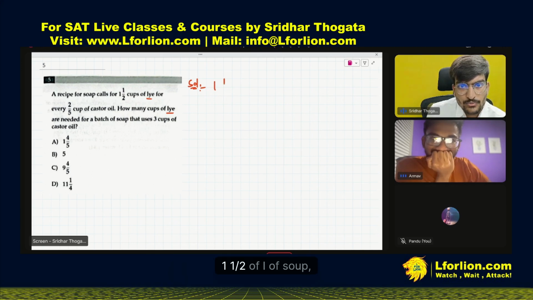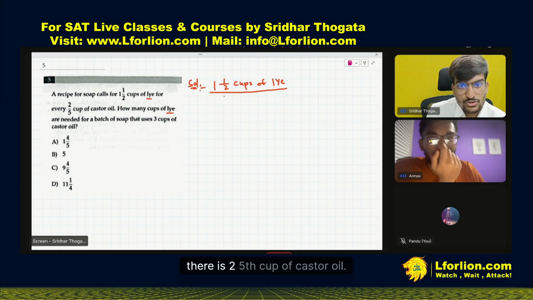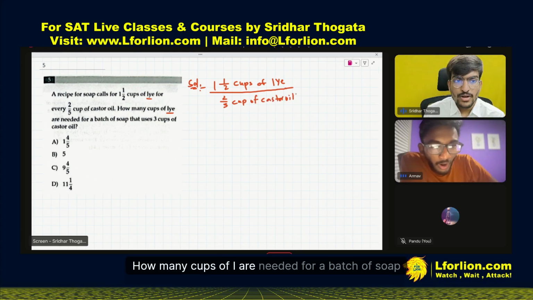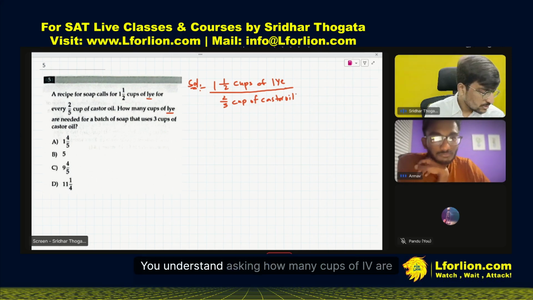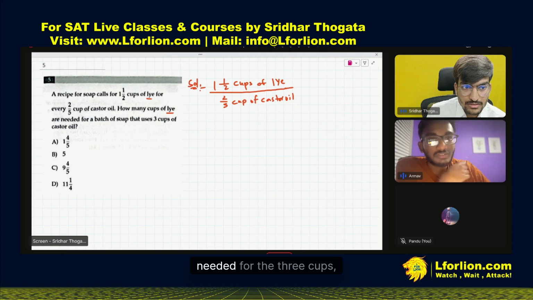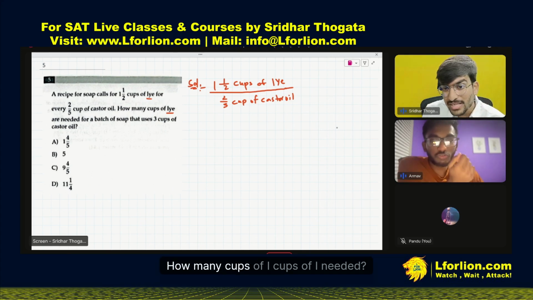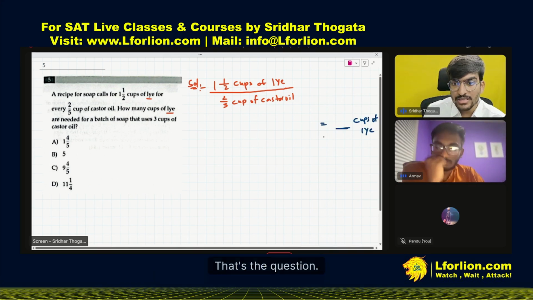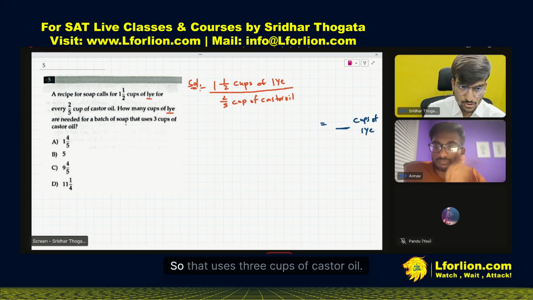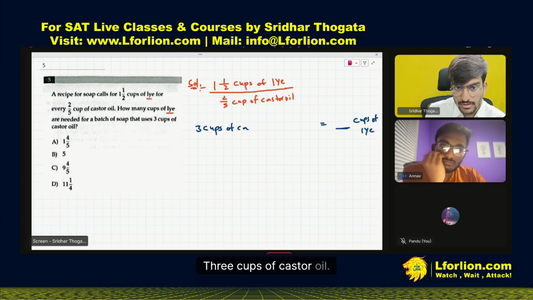Here, one and a half cups of oil, there is two-fifth cup of castor oil. How many cups of oil are needed for a batch of soap that uses 3 cups of castor oil? Do you understand? It is asking how many cups of oil are needed for the 3 cups. That's the question, for a batch of soap that uses 3 cups of castor oil.